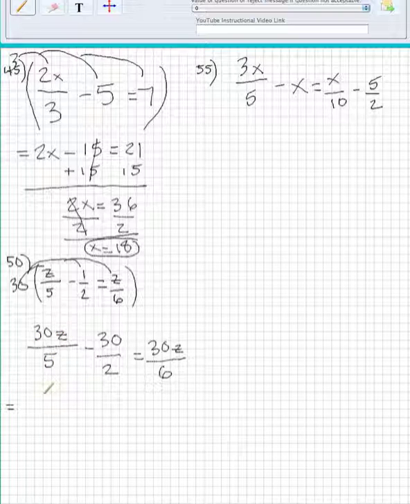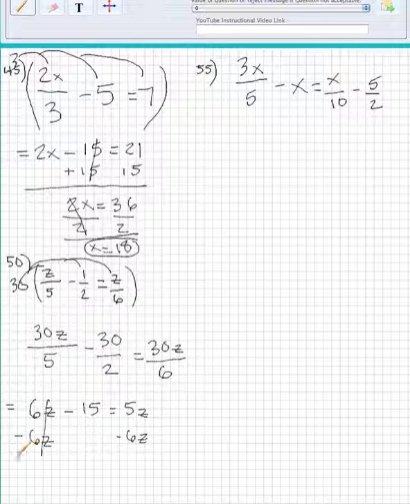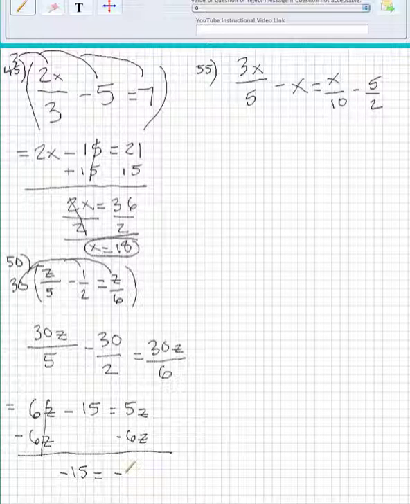So 30z divided by 5 ends up being 6z. And then 30 divided by 2 is 15. And then 30z divided by 6 would be 5z. Now you want to get your like terms on each side. As you can see, I have 6z and I have 5z, so I'm going to move this 6z over because I want all like terms on one side. These cancel out, I bring down my negative 15, and then 5z minus 6z gives me a negative z.